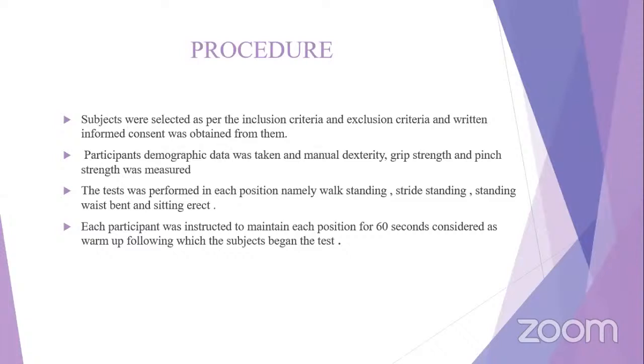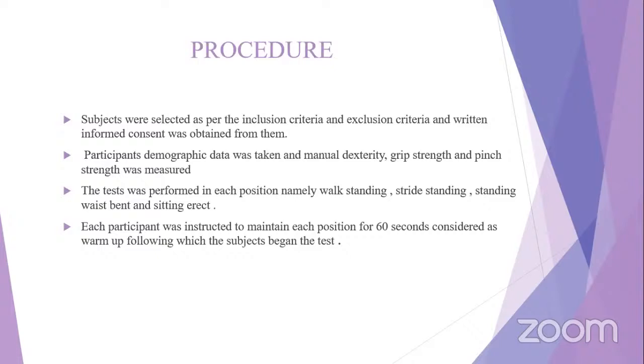In the Purdue pegboard test, which tests manual dexterity, the person was first asked to put the pins in the Purdue pegboard, first with the right hand in 30 seconds. Then the number of pins which were put were given points and noted, followed by the left hand, and then again by both hands.